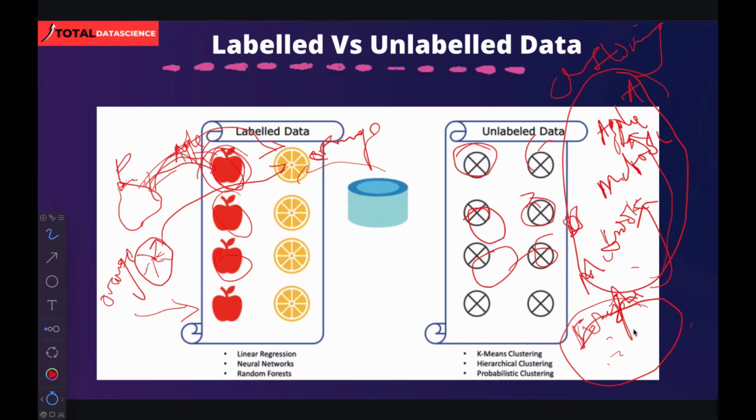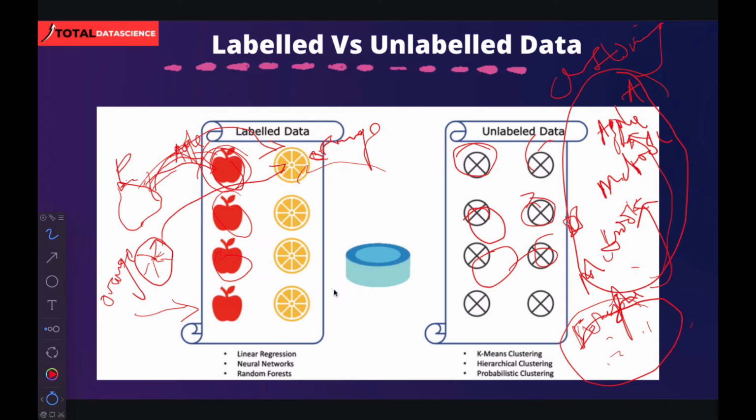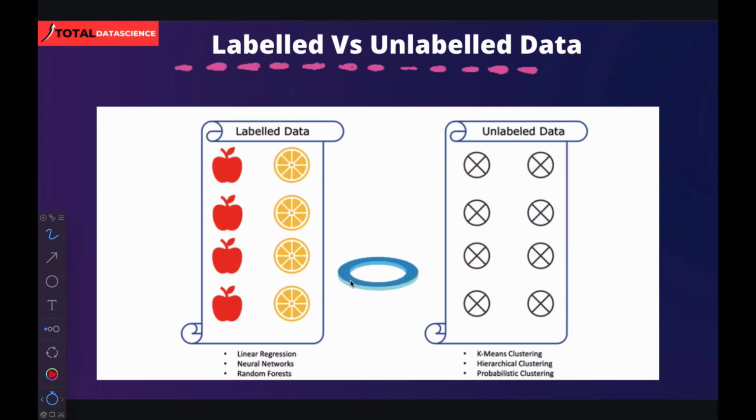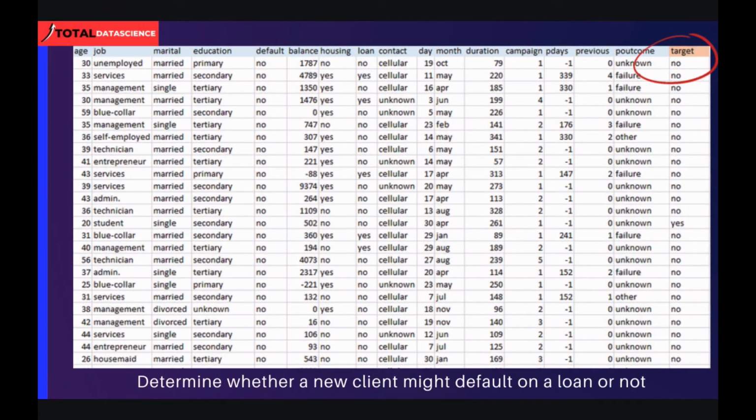So we cluster them into groups according to their similarities, and according to the things they do in common on your website. That's another situation where you have unlabeled data. You don't have a target to make predictions. All right, so I think this is clear to you. Let's move on.